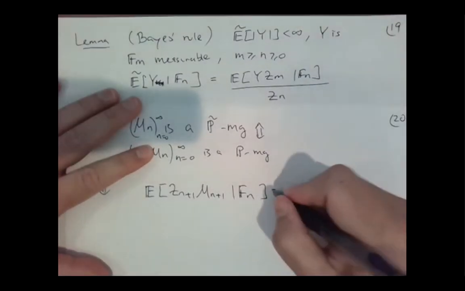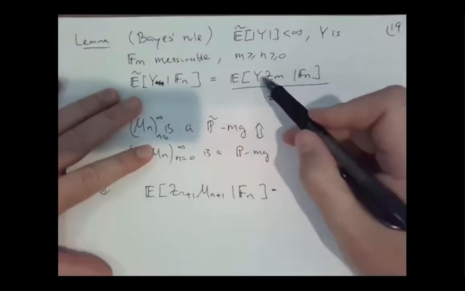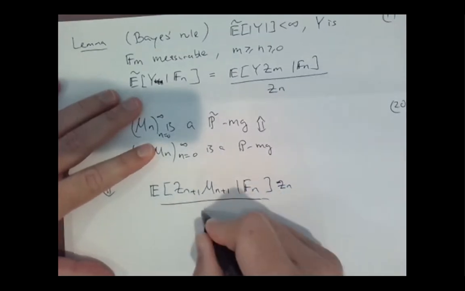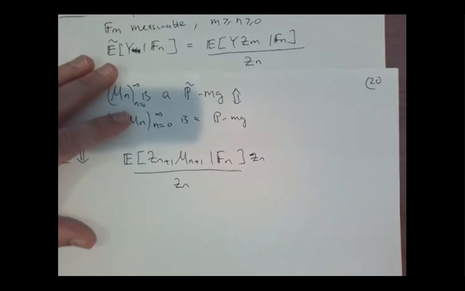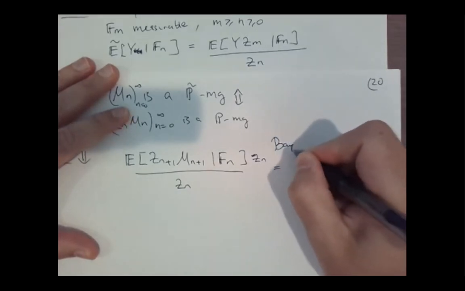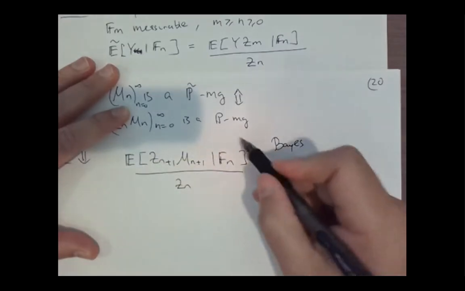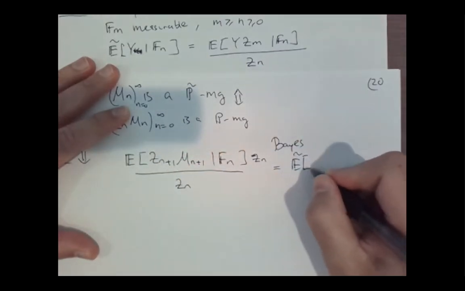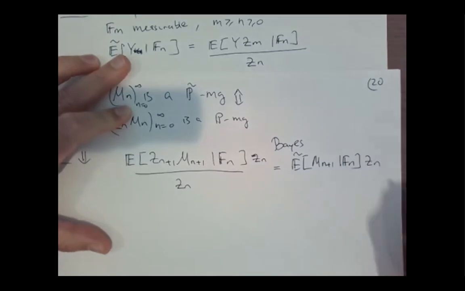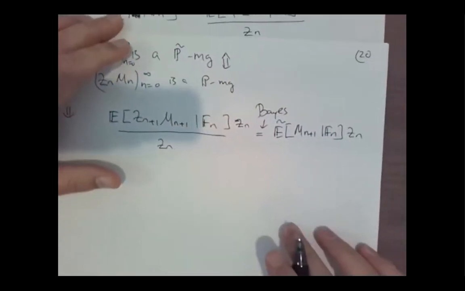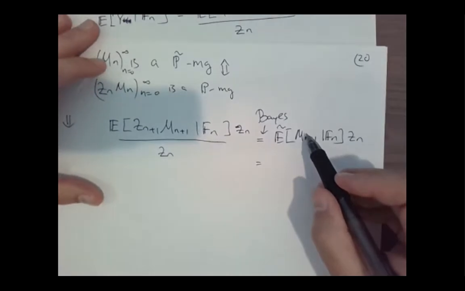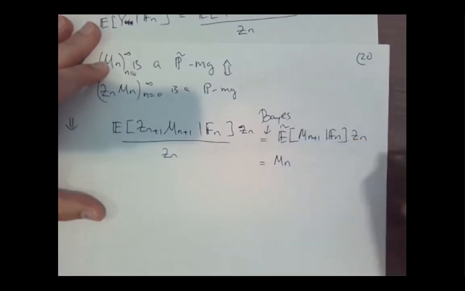What I will do is I need to make it look like this. So I will multiply onto Zn and divide by Zn. That didn't change anything. And then I'll use Bayes' rule. So here comes Bayes. This first part is just going to be the expectation under the tilde measure of Mn+1 given Fn times Zn. So this here was Bayes. And then I'll use that M was given to be a martingale under the tilde measure, so this here would be Mn times Zn.